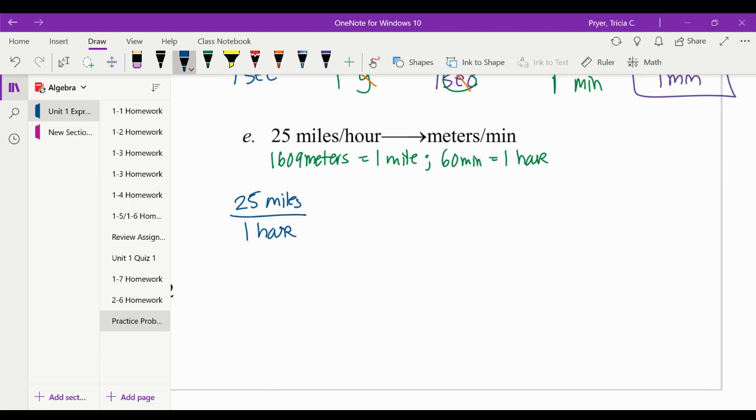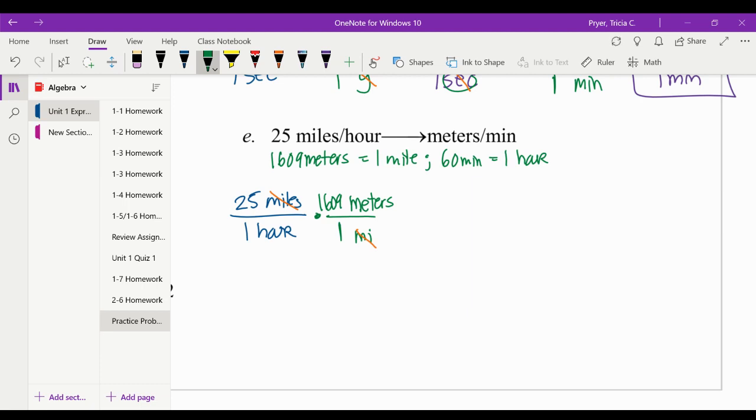And I need to change to meters per minute. So we can either start with miles or we can start with hours. Let's go ahead and start with miles just because that one comes first. So we're going to have miles on the bottom because I want to be able to cancel those out. And I want meters on top because I want those left over. So there's 1,609 meters per 1 mile. So I would have to actually multiply that out.